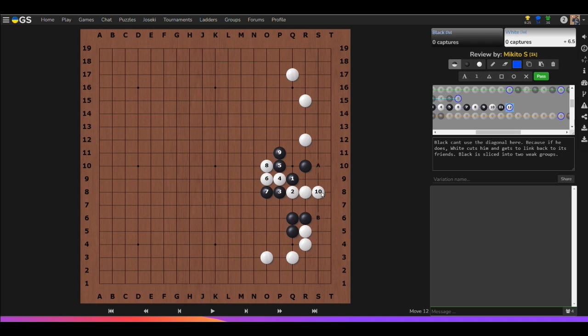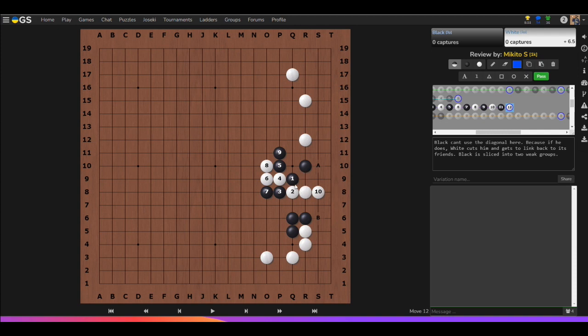And then white gets to drop down. And so white has two ways to actually connect to his friends. Both of them work. Black can't use the diagonal here because if he does, white's going to cut him and get the link back to his friends on either side. And black is sliced into two weak groups. We can easily see that black is kind of weak here and black is kind of weak here.